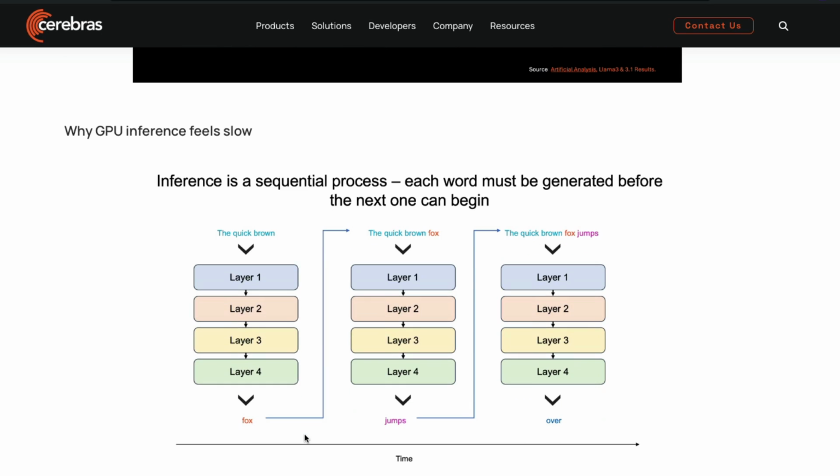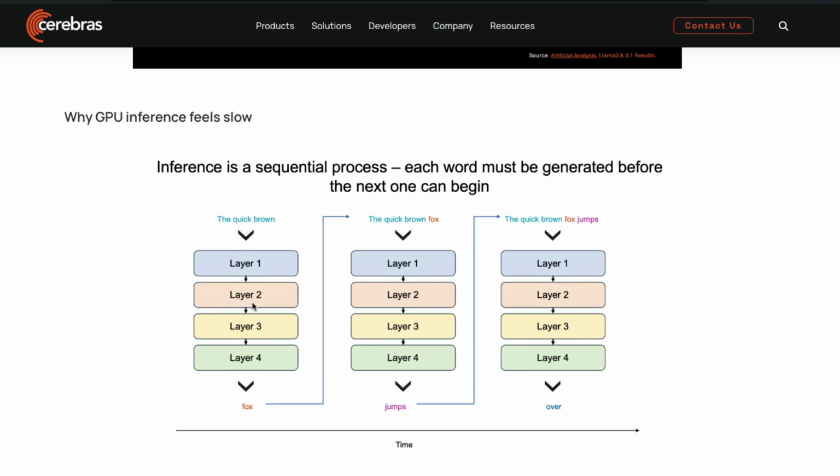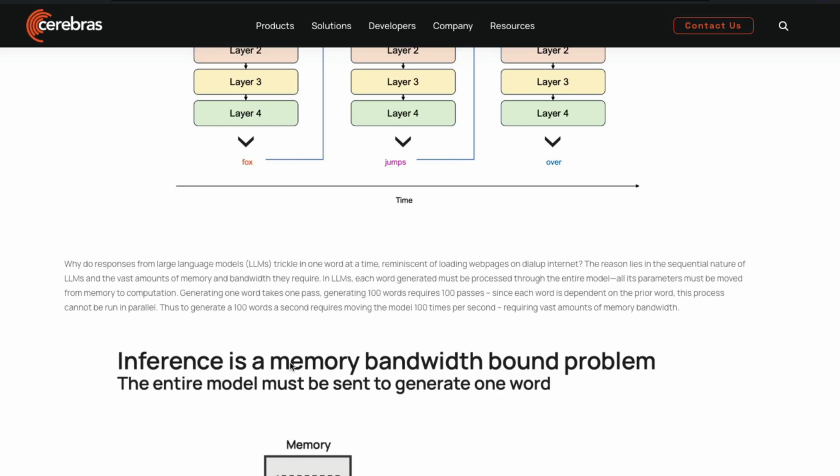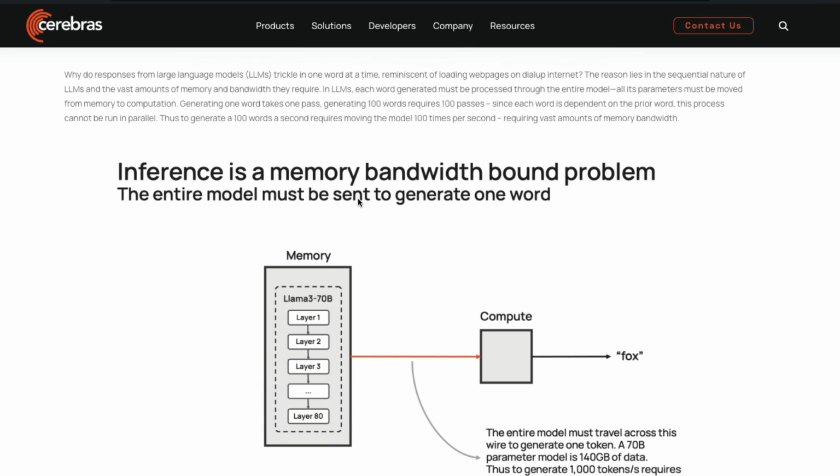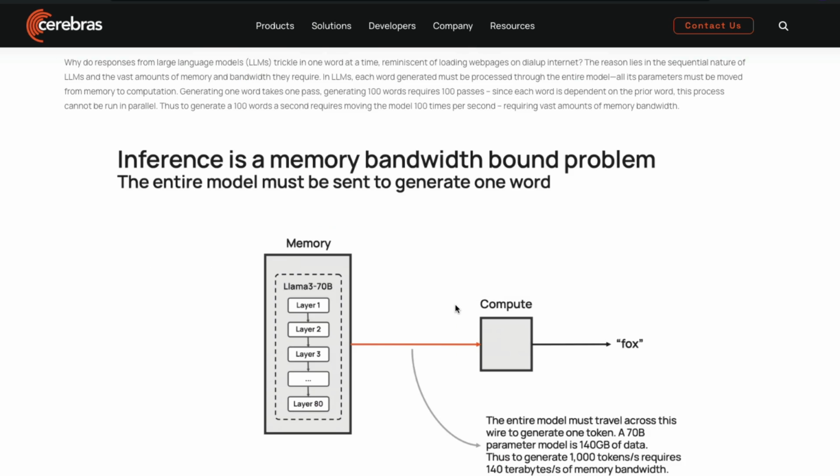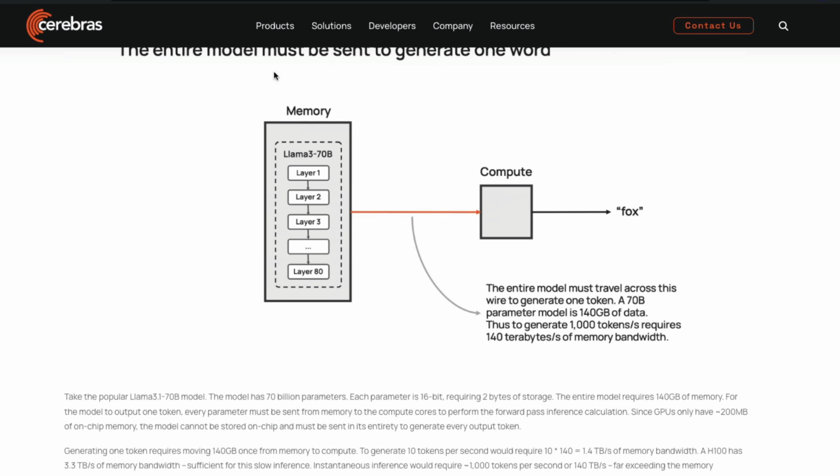They also explain why LLMs are slow. For example, they need to figure out things sequentially. These are autoregressive models, so they have to go one by one. And inference is a memory bandwidth bound problem. The entire model has to be sent to generate one word. So even if you need only one word, you need the entire model for that. You have to load the entire model and then figure out the next word when you give quick as an input.